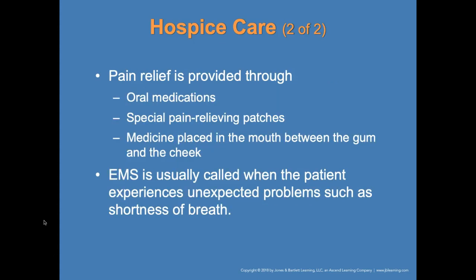Pain relief is going to be provided through oral medications, special pain relieving patches. So if we're suspecting somebody of an overdose, along with looking and counting pills, we might need to do a full body assessment looking for pain relieving patches. Sometimes the medicine is placed in the mouth between the gum and the cheek, kind of like candy. With these patients, EMS is usually called when the patient experiences unexpected problems such as shortness of breath.